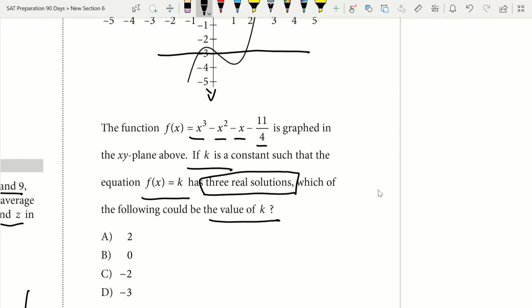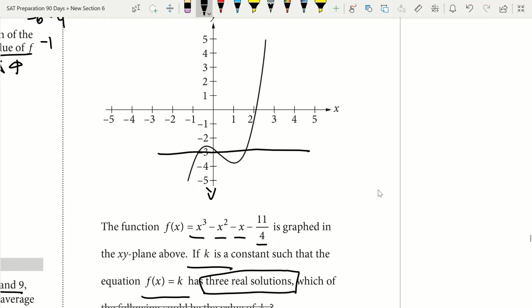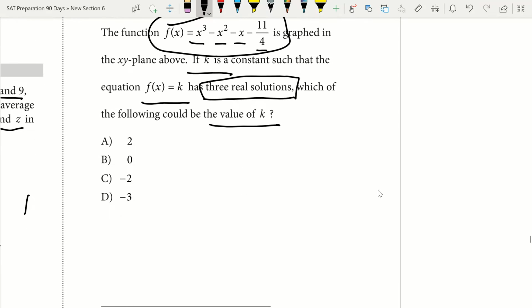So I need this graph of this f of x right here, this big equation here, which is already graphed in this plane. I need it to cross my constant 3 times. I see I got 1 cross here, 2 cross here, and 3 cross here. So that y value there needs to be that -3. Okay, so that k then has to be -3. So answer there is going to be D. That one right there is a very, very easy question to come at 30.